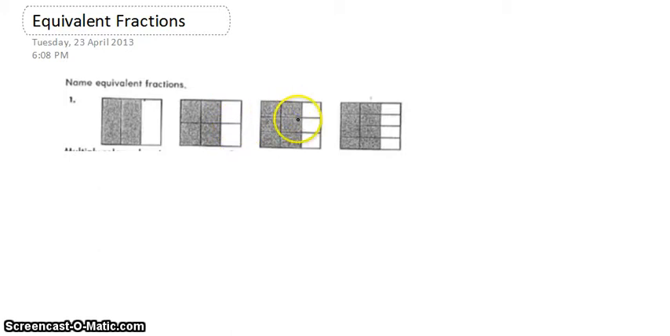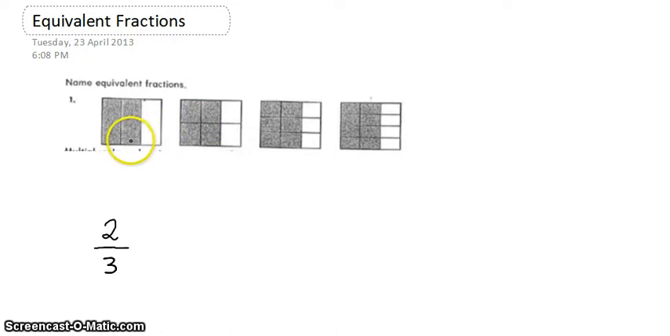In fact, all of these pictures here still show that 2/3, but they have different names even though they represent that 2/3. So this is really the fraction in its lowest, simplest form. It's 2/3.